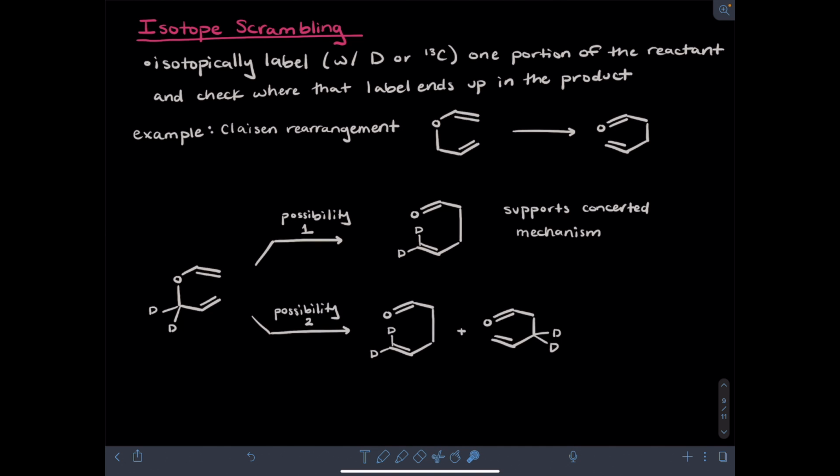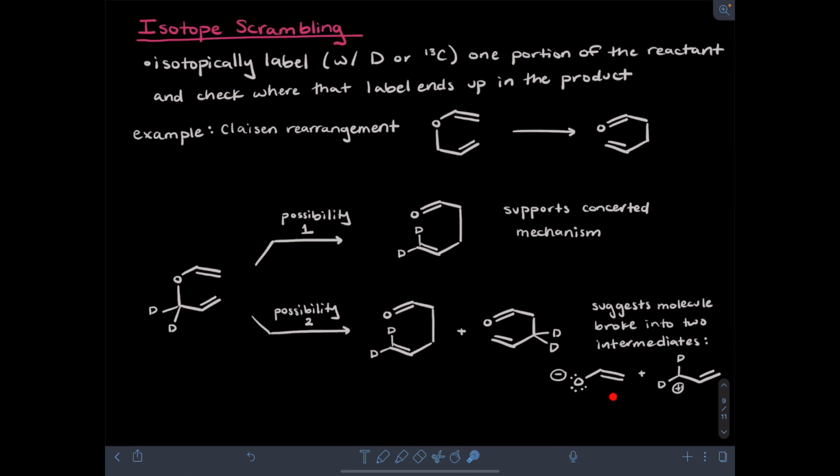Another possibility is that 2 products could form that differ in their placement of the deuteriums. If in your reaction you observed a mixture of these 2 products, it would suggest that your molecule broke into 2 intermediates at some stage. If the top half of the molecule completely detached from the bottom half, your molecules could come back together either with the deuteriums on the left or with the deuteriums on the right to give the other product.